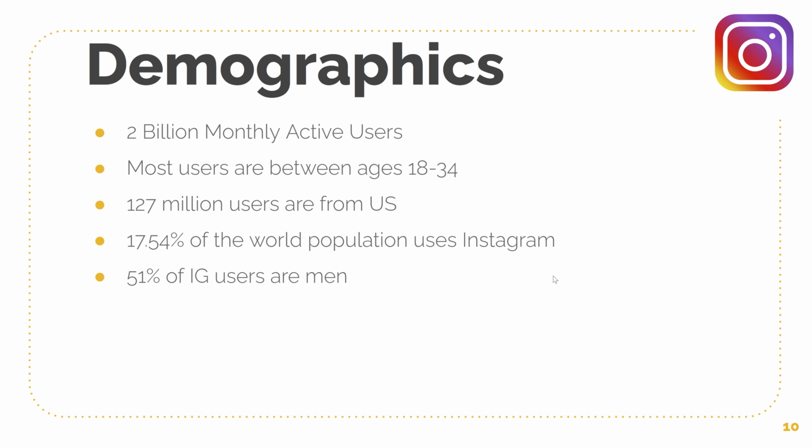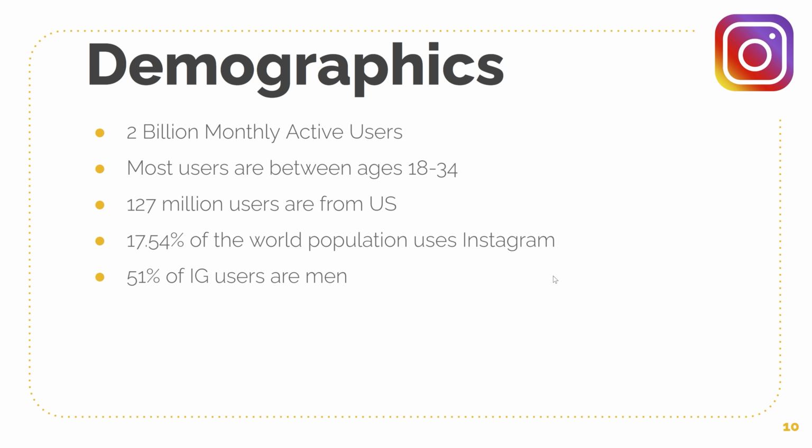Let's talk about demographics. Over 2 billion monthly active users on Instagram. Most users are between ages 18 to 34. That's a very important fact that you need to consider if you're going to start advertising on the platform. 127 million users are from the United States. It's a lot of users from the United States.